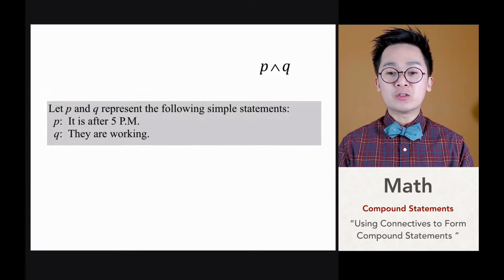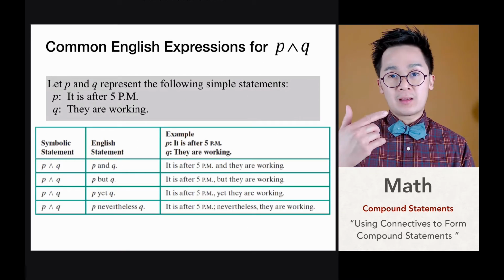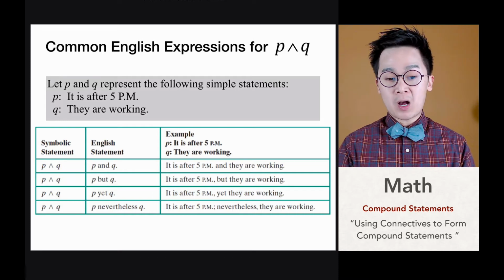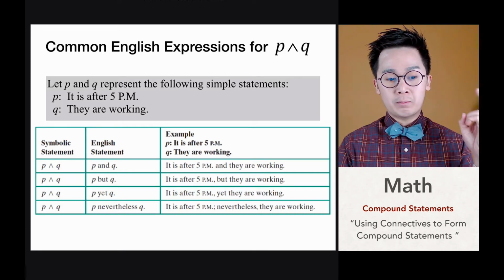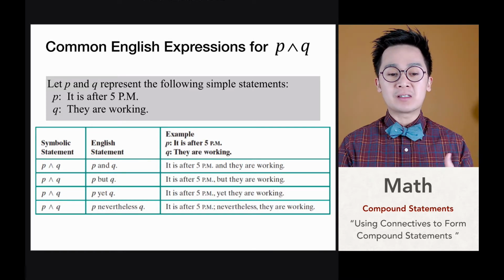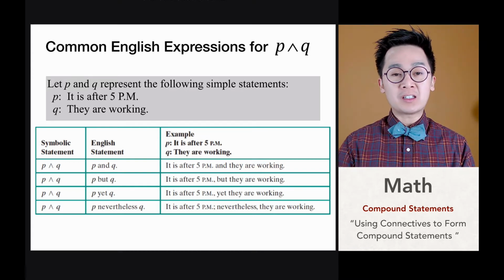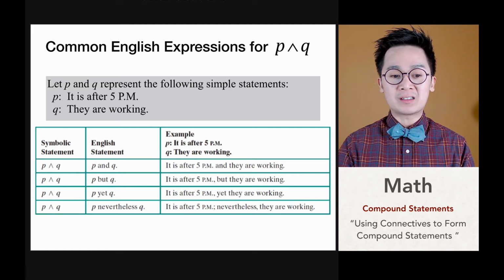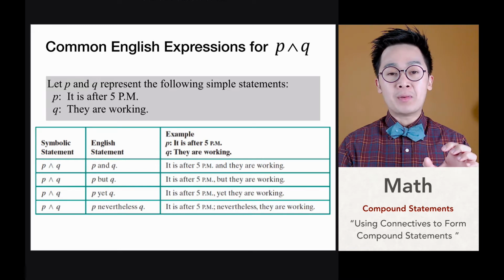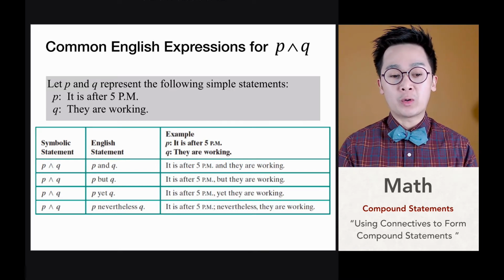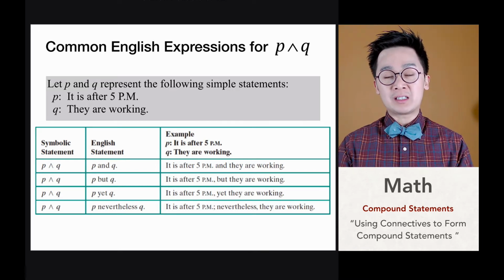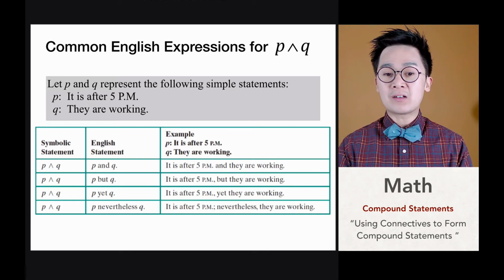Some of the words which use the AND operation in symbolic logic could be and, but, yet, and nevertheless. These are some of the connectives that we use, and they still have the same meaning as the AND operation. We are still using P and Q; the connectives are different, but the symbols and meaning are the same.